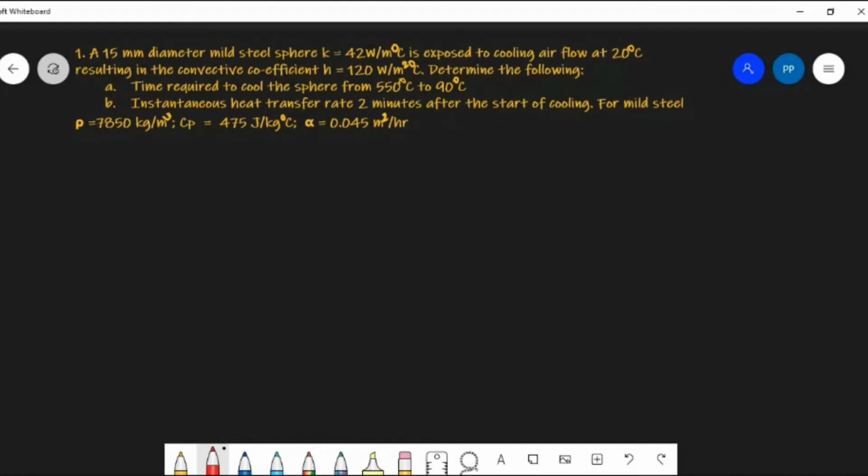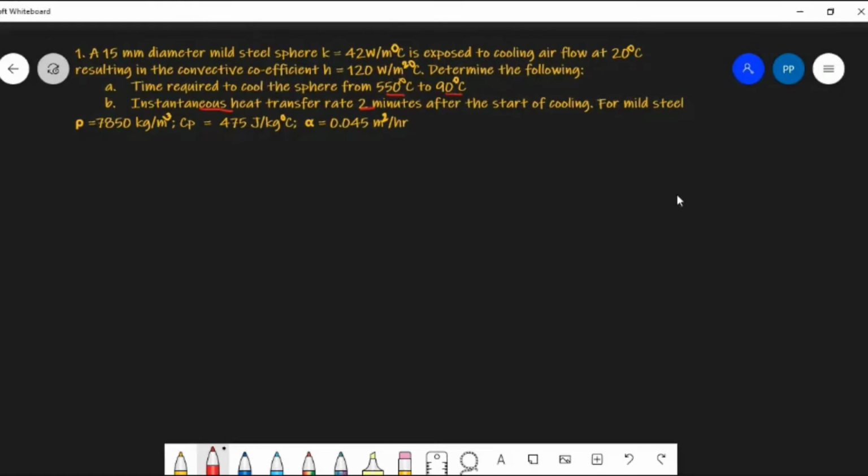For mild steel, you can take the density rho as 7,850 kg per meter cube, specific heat Cp as 475 joule per kg degree Celsius, and alpha as 0.045 meter square per hour. So these are the data given here. With this data, we need to find out the time required to cool the sphere from 550 degrees Celsius to 90 degrees Celsius and the instantaneous heat transfer rate after 2 minutes from the start of cooling.